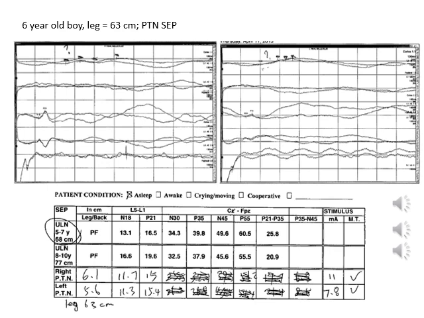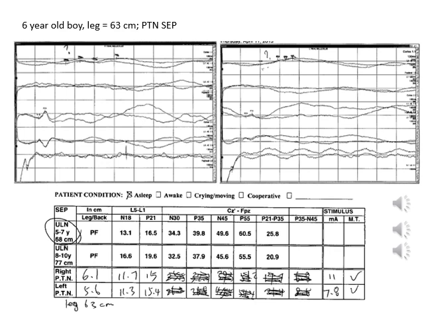The lumbar response in the right leg PTN is not as well formed, but possibly it's present, and so the technologist has marked a N18 P21 for us on that tracing. However, the cortical responses for either of the leg stimulations is not well seen.